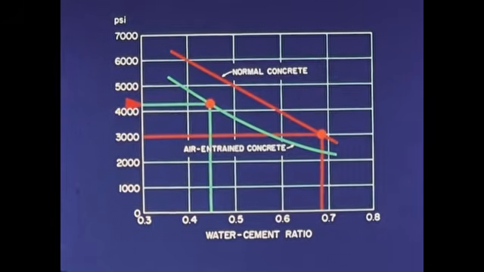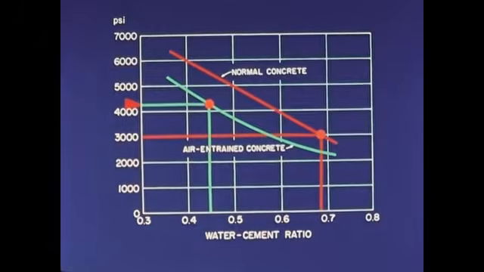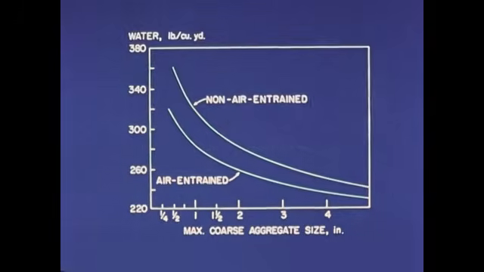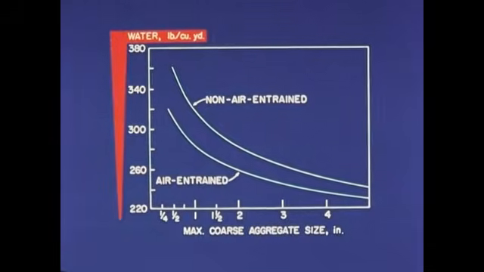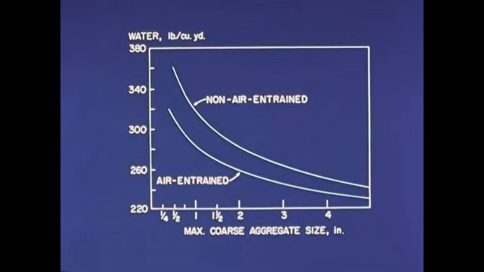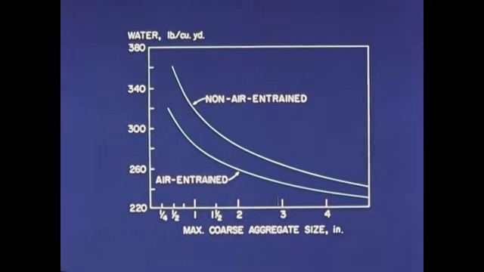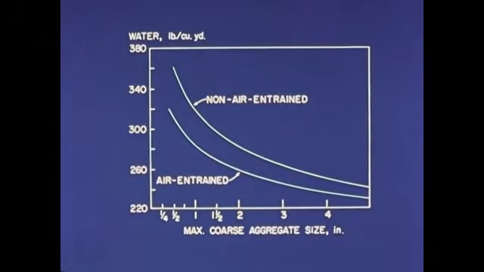For economy, use the least recommended amount of cement per cubic yard of concrete. Again, the proper table is handy. It shows that the amount of mixing water needed decreases as the size of the coarse aggregate increases. Since we must keep the ratio of water to cement constant, as less water means less cement, the largest practical size of coarse aggregate should be used.